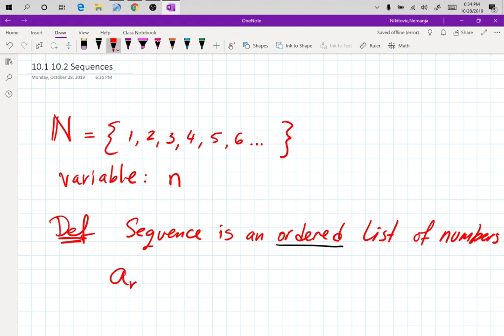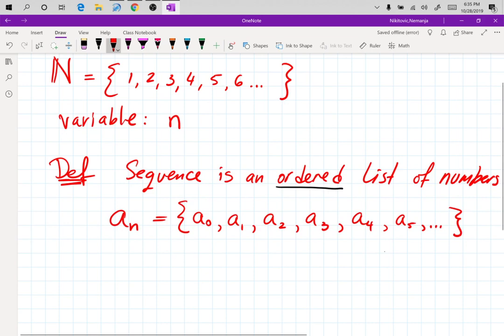Its notation will be a sub n. And we are going to have terms. We'll start with a0 because computer science. So we are mimicking the array, a one-dimensional array for you guys. And it can be finite, with 7 terms let's say, or infinite with infinitely many terms, just like our counting set that goes from 1 to infinity, but it goes as integers, 1, 2, 3, 4, 5, 6, 7, and so on.